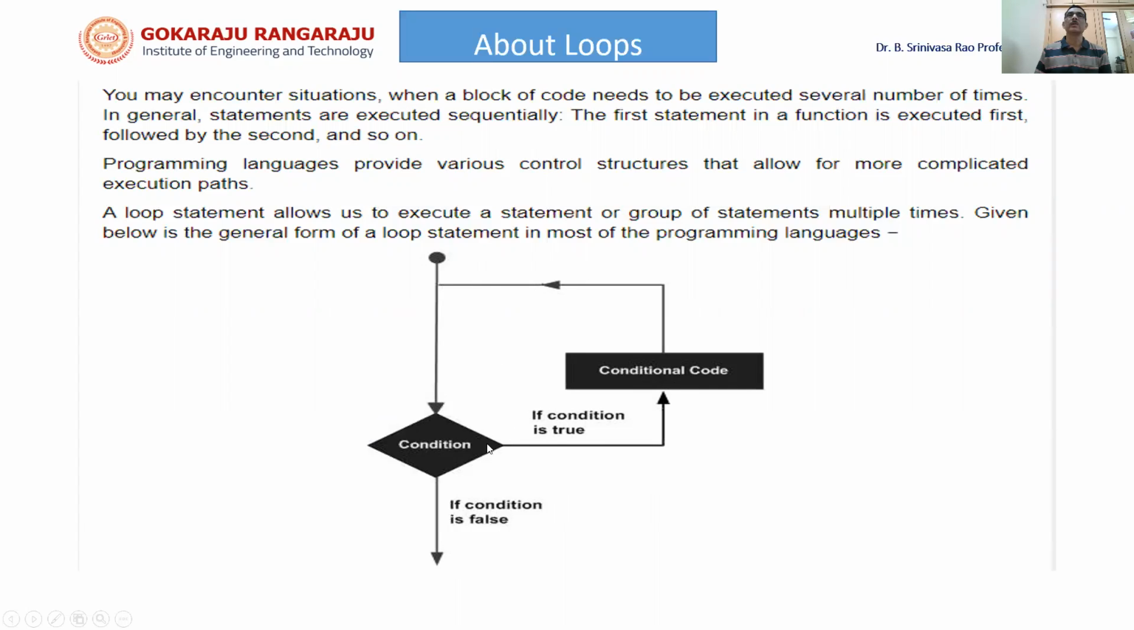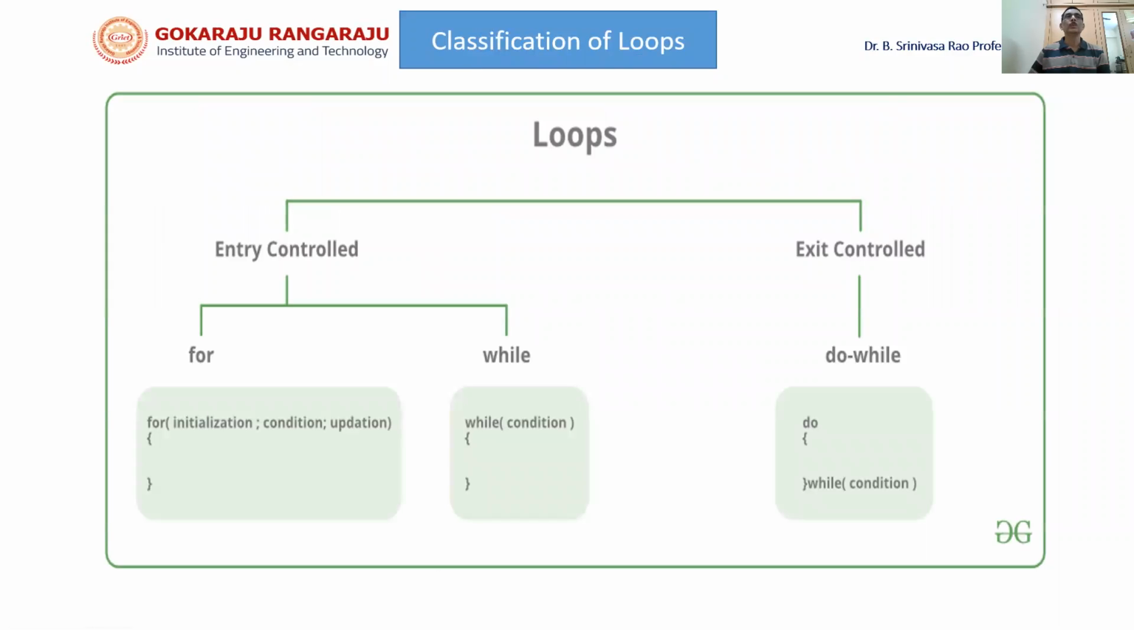This concept is known as a loop, and it is very useful in mathematical calculations like calculation of factorial n, Fibonacci series, etc. Now, loops are classified into two types: entry control loop and exit control loop. The examples for the entry control loop are for and while, and for the exit control loop, the example is do while. We will learn about them in detail in the coming slides.